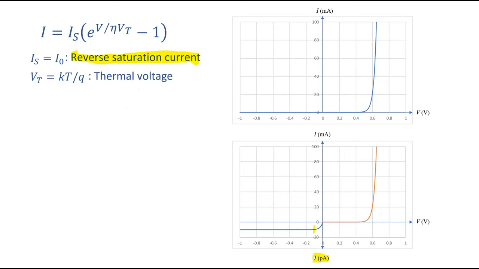VT equal to KT divided by Q is called thermal voltage. It is not a physical voltage across the diode or anywhere inside the diode, but is a parameter which has dimensions of voltage and is proportional to temperature. It is related to thermal energy of electrons.